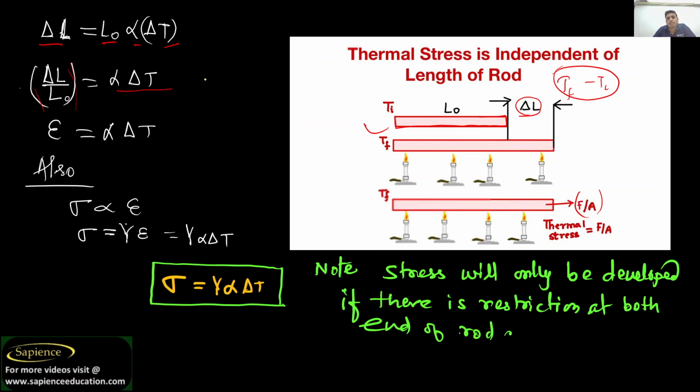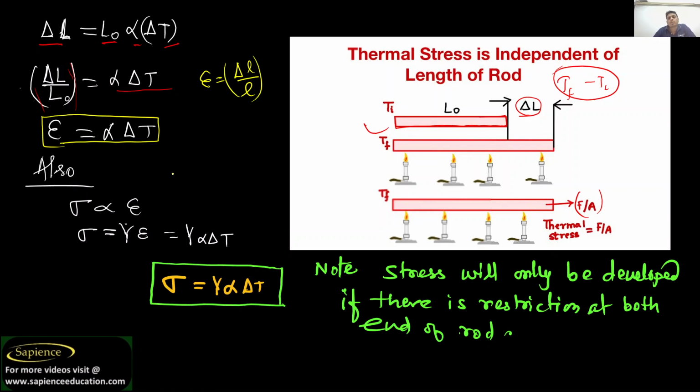Can you tell me that strain? In earlier classes I have already discussed the properties of matter, solid matter, where I have taught each and everything, especially strain. Strain is equal to change in length by original length of any object. So here we can write strain is equal to alpha into delta T. Is it okay now?